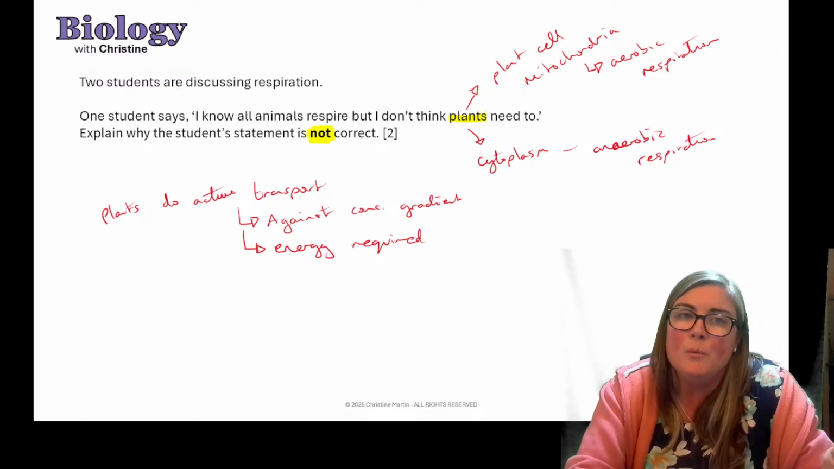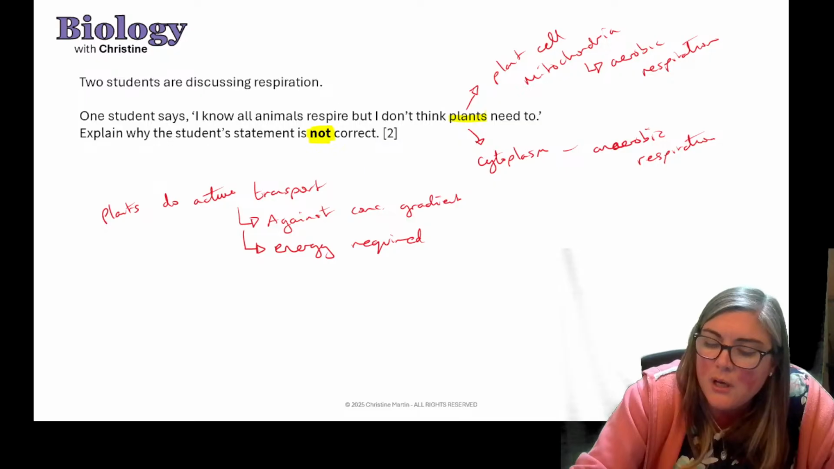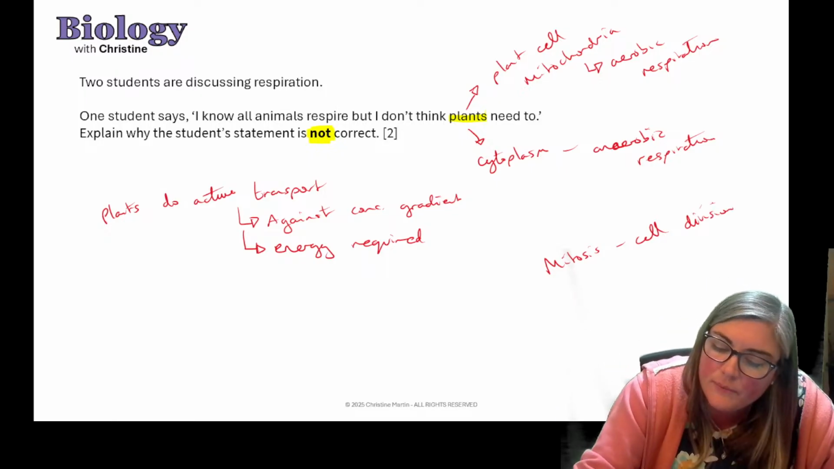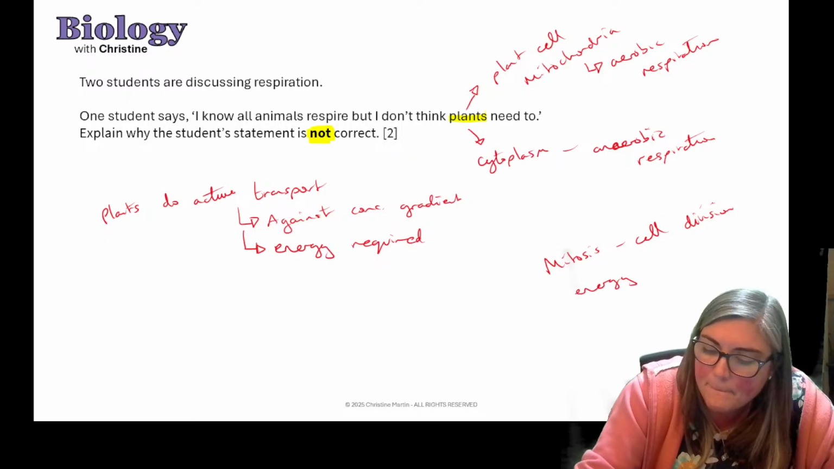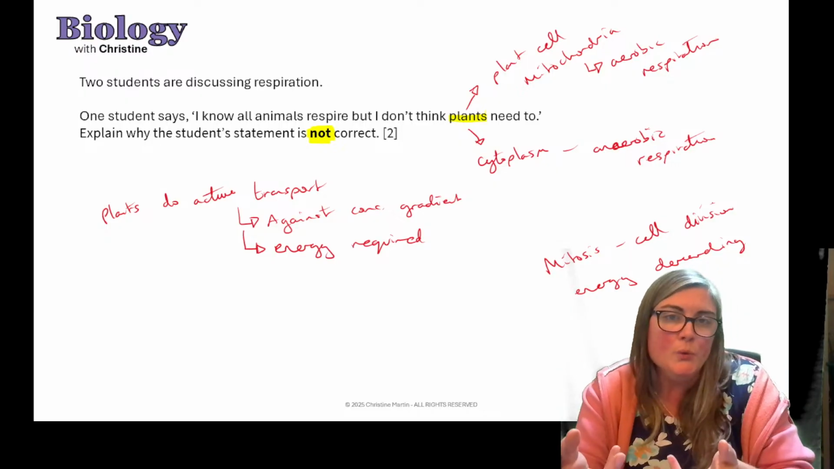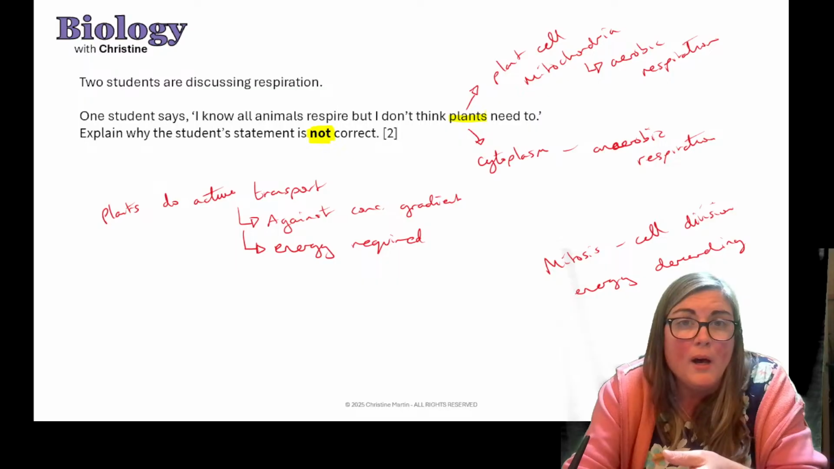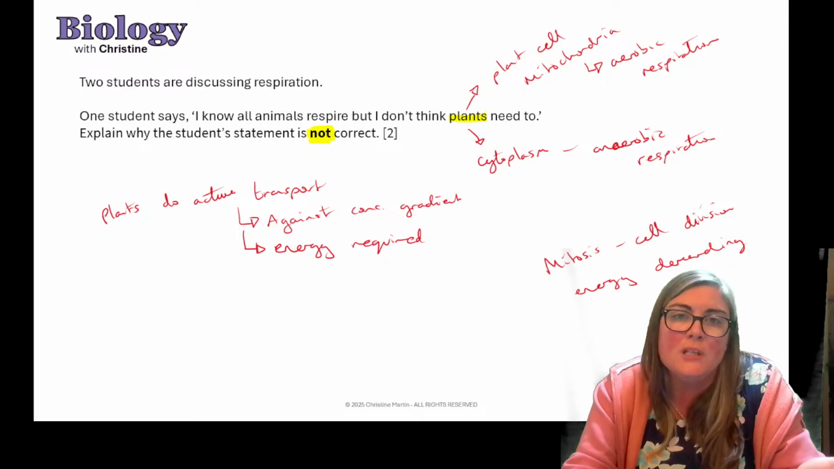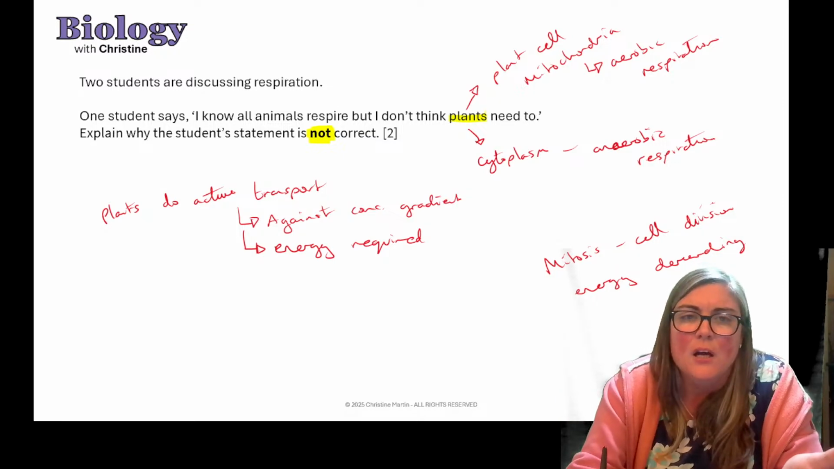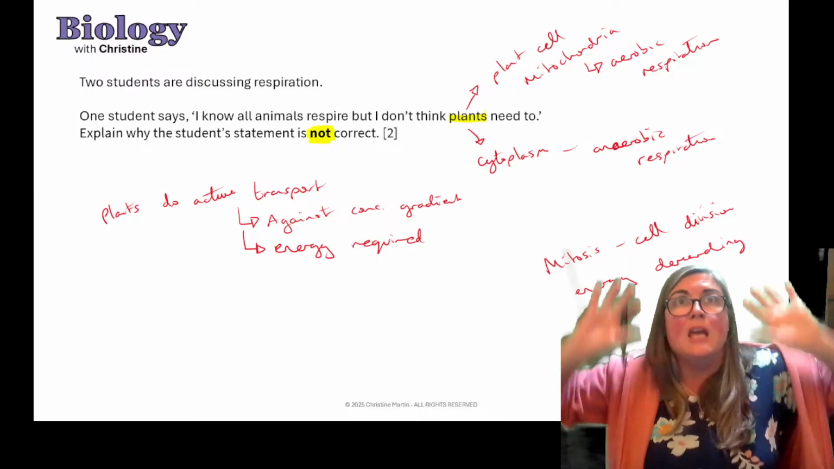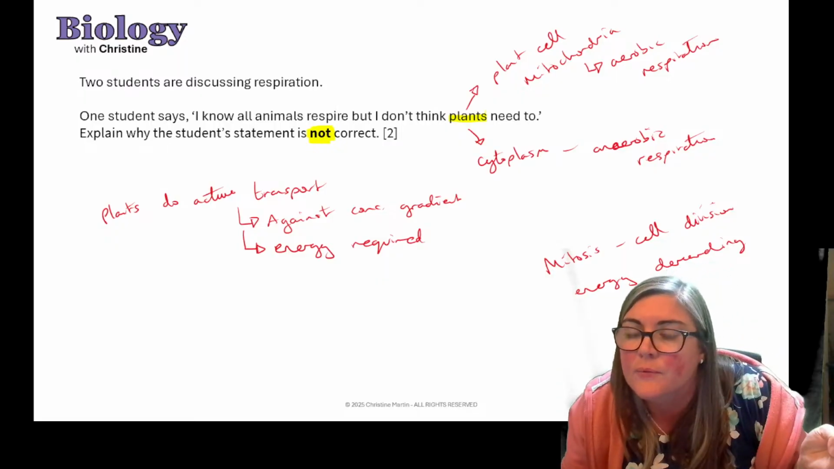So if it's not active transport we're talking about, it could be that they want you to understand that mitosis, cell division, is an energy demanding process. So if the cells need to go through mitosis, if cell division is required, energy is needed for the cells to go through the mitotic process. Well, we're talking about plants here. We're talking about plants that grow continuously. They get longer roots, they grow taller so they can keep photosynthesizing.